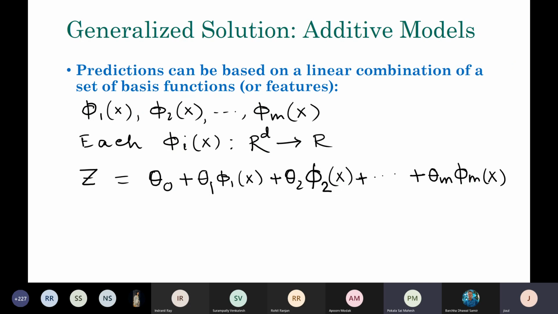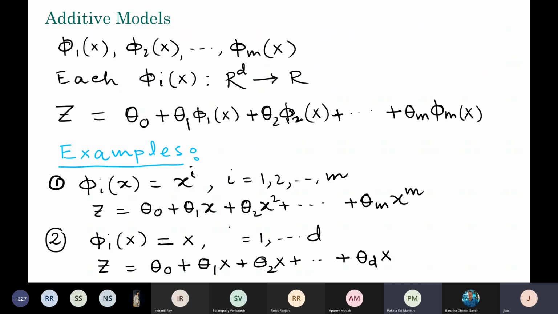So I have a couple of examples in the next slide so that you understand it better. So here is an example. This is the definition of basis functions and everything. Examples could be, for example, I can take phi_i(x) equals x to the power i, where i could be 1 to m. Now, if you do that, you can see that z is going to be a polynomial of degree m. So simply by setting this basis function to x to the power i, you can generate a polynomial of degree m. And depending upon the values of theta 0, theta 1 up to theta m, you can have different kinds of polynomials.